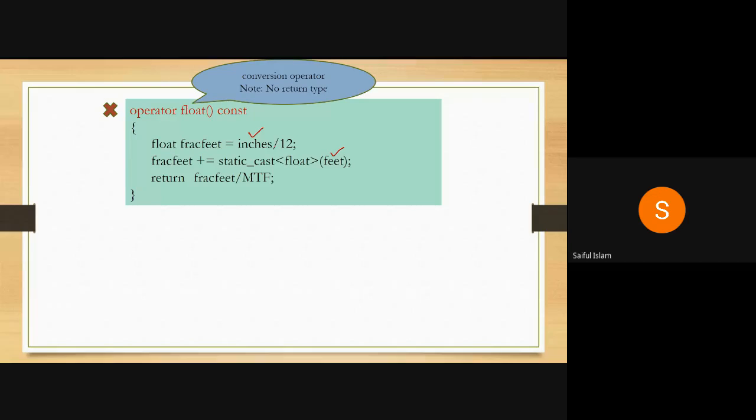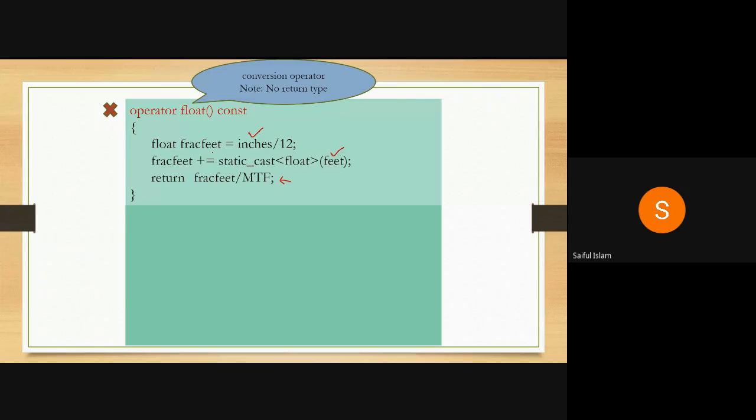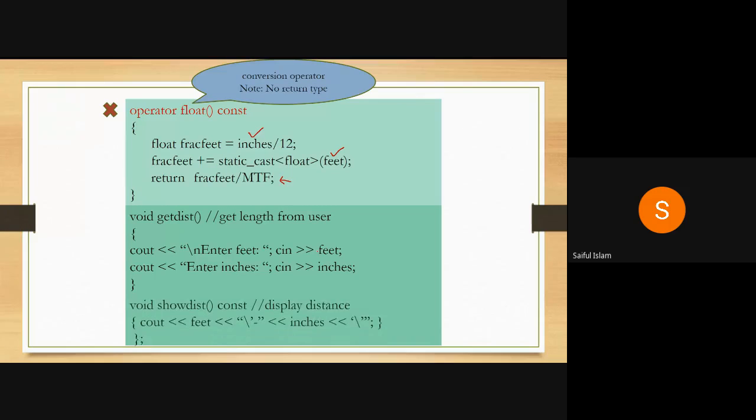So here it means an object of type Distance is converted into a value, that is, a value of floating data type. Fine. So here is the operator float, the conversion operator float. The purpose of this operator is to convert Distance into a floating point value. Next, the remaining functions: you have getDistance, to read a distance from a user, and showDistance, to display a distance to a user.